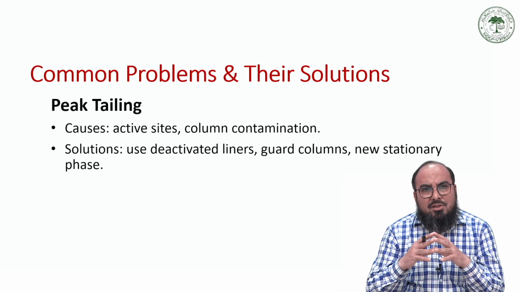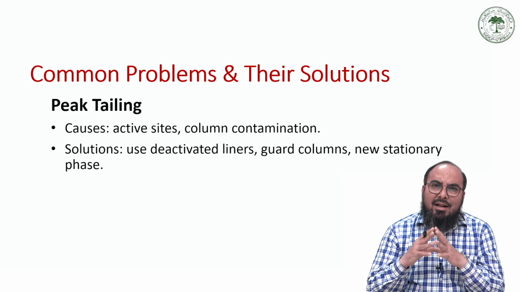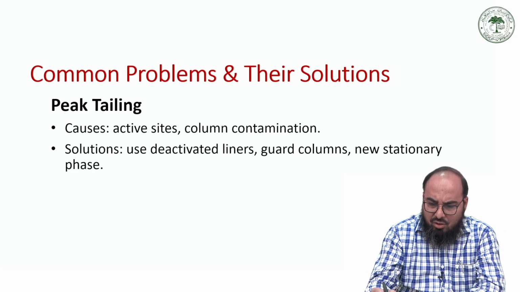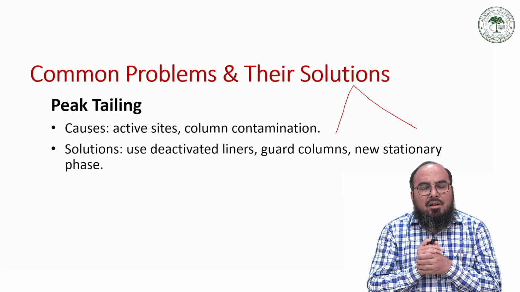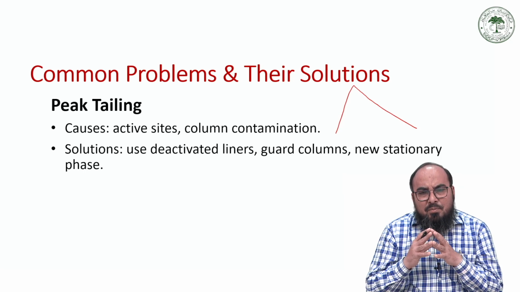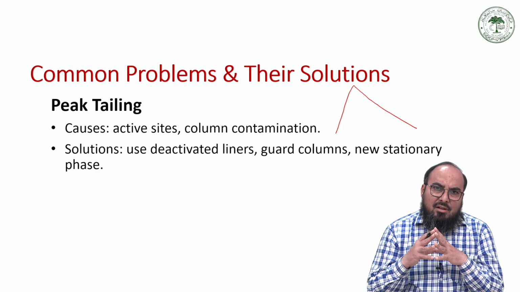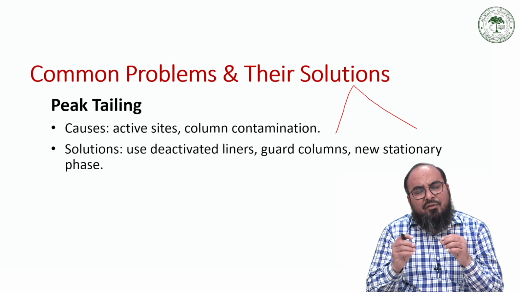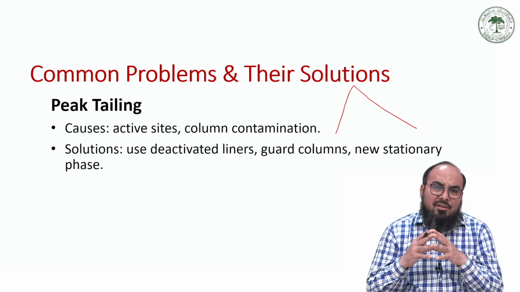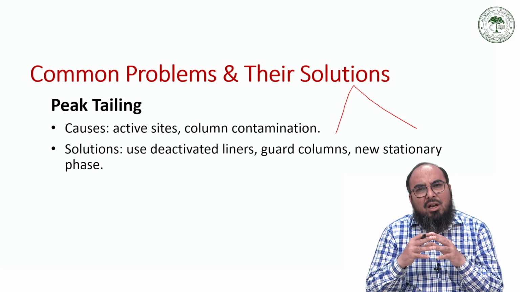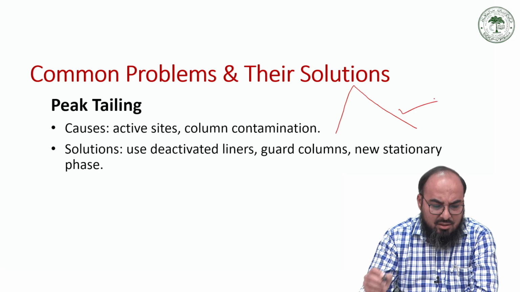Now what are the common problems and how are we going to solve them? We are going to see a few problems and their solutions, hand in hand. For example, if peak tailing is going on, that is, you are expecting an ideal peak, but it is tailing like this. This peak tailing might be because of the blocking of the active sites of the stationary phase. That is, your stationary phase is having a strong interaction with the analyte, and that is why it is blocking the active sites. And sometimes there may be some column contamination, and because of this column contamination you are getting this peak tailing.